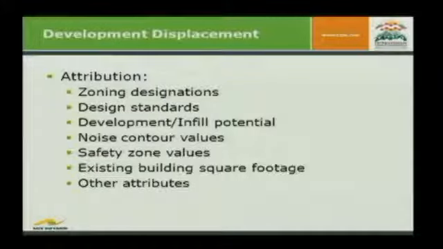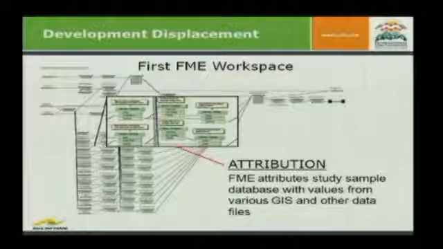Some were in shape files. Design standards, for example, those were Excel workbooks that we put together that basically brought all the design standards from the zoning ordinance of the affected jurisdictions and compiled them into tables. The existing building square footage was, I believe, a comma-separated value text file. Yeah, it was a really big file, every parcel in the county. So this is where the attribution took place.